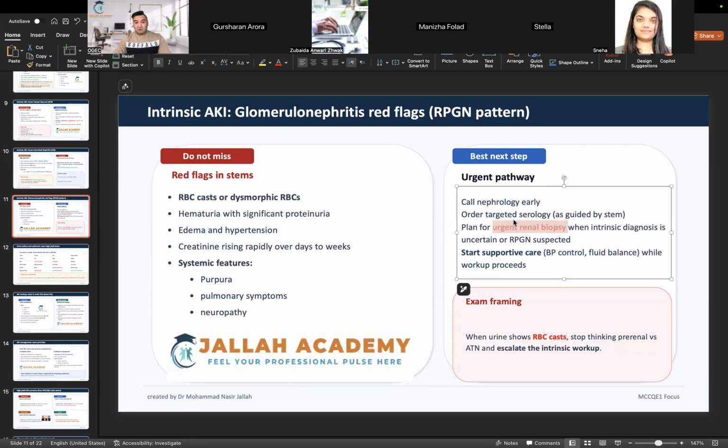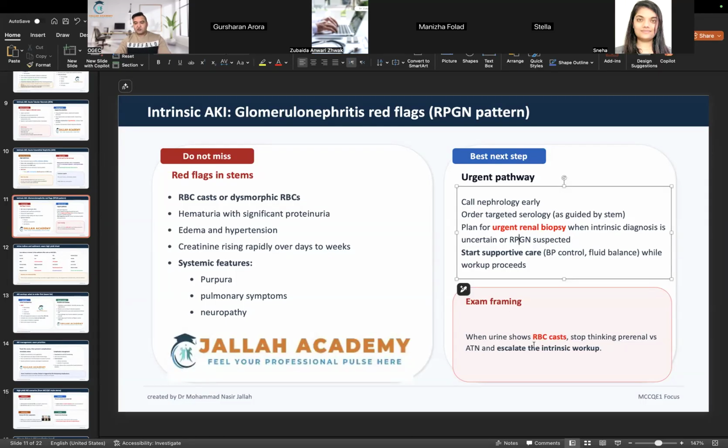And out of all of them, they will ask you the best confirmatory, not the next step. The next step is to involve the nephrologist, right? Because it is out of your hand. You need to involve somebody else who's more specialized in this case. Once you do that, if they ask you what is the best confirmatory, then you go with the urgent renal biopsy. So pay attention to the wording. What is the best next step? Involve the nephrologist. What is the confirmatory diagnosis? Go with the urgent renal biopsy. Supportive treatment, obviously, is exam framing.